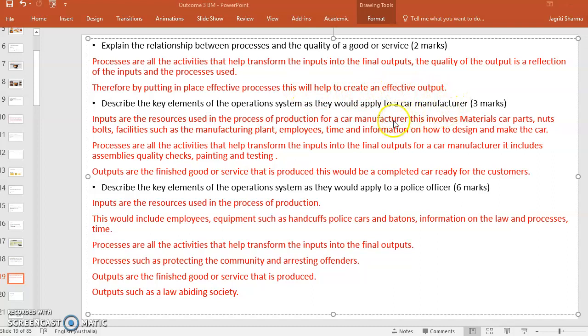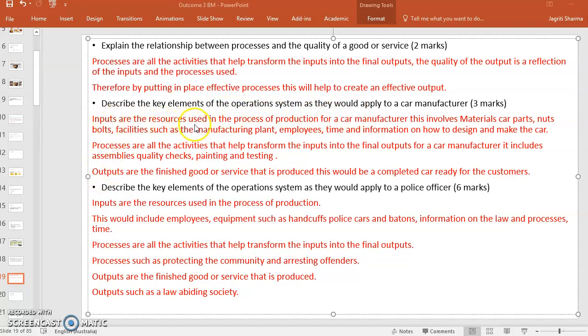output. Now our next question is: describe the key elements of the operation system as they would apply to a car manufacturer. We've discussed this in detail in the slides. This is a 3-mark question, so there have to be 3 points in there. These are the 3 points listed over here. Now you need to explain inputs, processes, and then outputs.